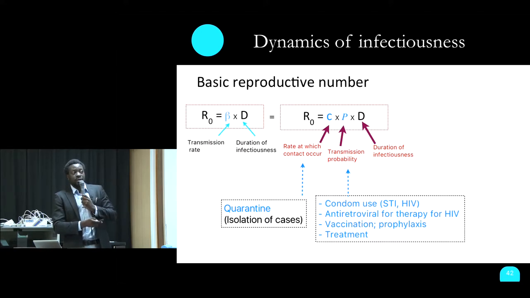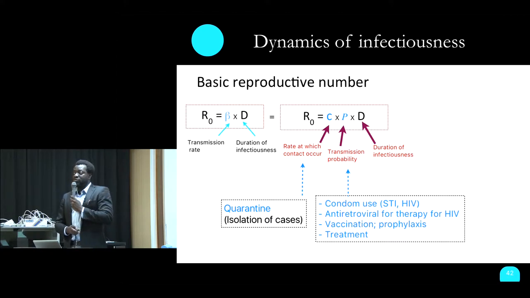We can look at other interventions implemented to control the probability of transmission. For example, the use of condoms. When we use condoms, we decrease the probability of transmission, and in that way we decrease the transmissibility of the disease. Another example is antiretroviral therapy for HIV-infected people. When you take it, the amount of virus in the blood decreases, so you also decrease the probability of transmission.